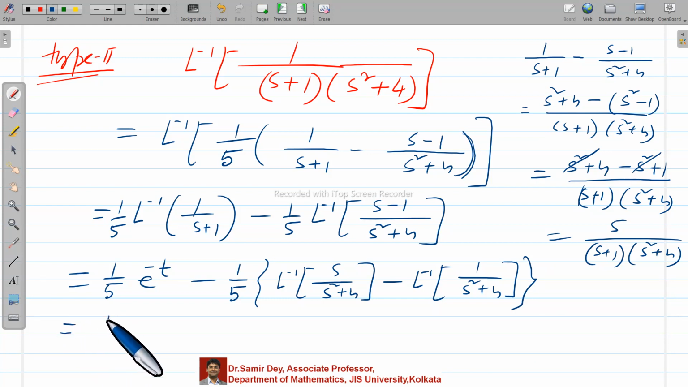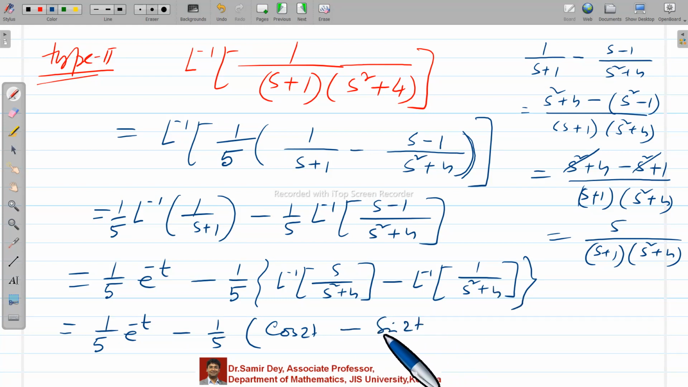So now you write down 1 by 5 e to the power minus t minus 1 by 5. The value is coming, how much value? Anyone? Yes, you are correct. Cos 2t. Please write down cos 2t. And from here it is coming sin 2t by 2. Yes, very good. Is it clear to all of you? Good.